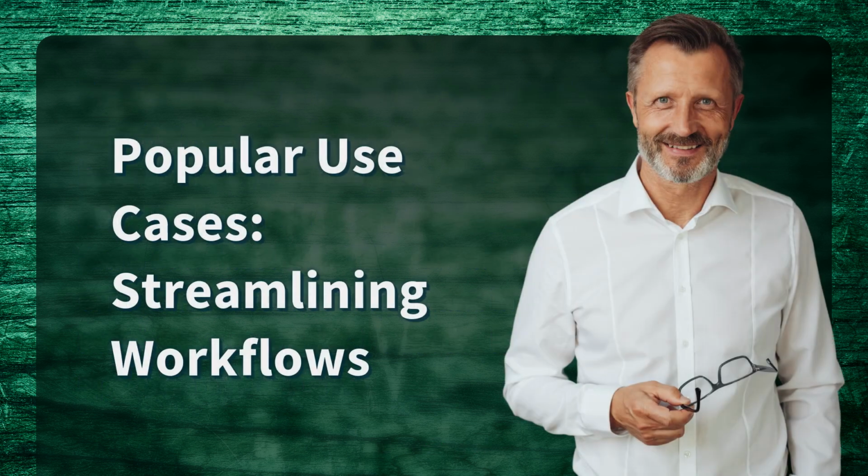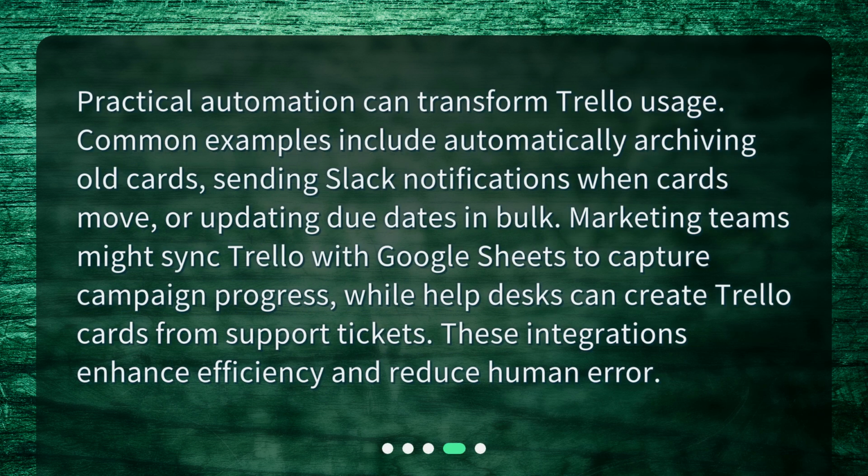Popular use cases, streamlining workflows. Practical automation can transform Trello usage. Common examples include automatically archiving old cards, sending Slack notifications when cards move, or updating due dates in bulk. Marketing teams might sync Trello with Google Sheets to capture campaign progress, while help desks can create Trello cards from support tickets. These integrations enhance efficiency and reduce human error.